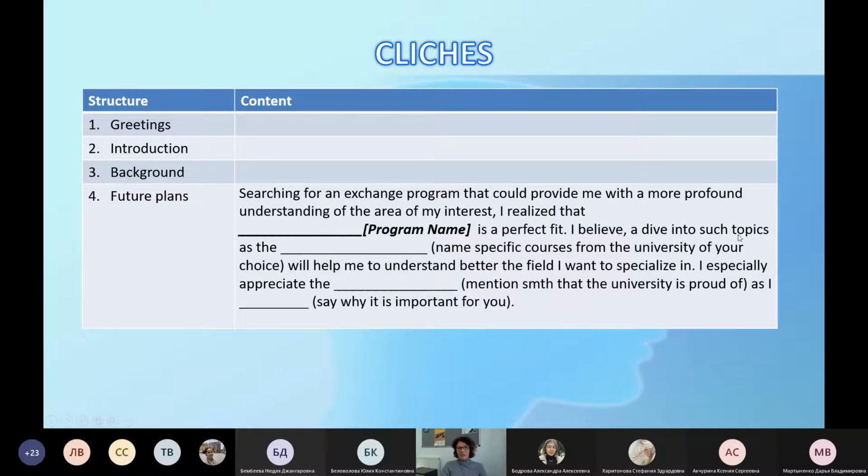"I believe a dive into such topics as..." and you can here name specific courses from the university of your choice, "will help me to understand better the field I want to specialize in. I especially appreciate that..." And you say something about the university and you explain why you're so interested. So here it would be really nice to figure out what the university is specifically proud of.